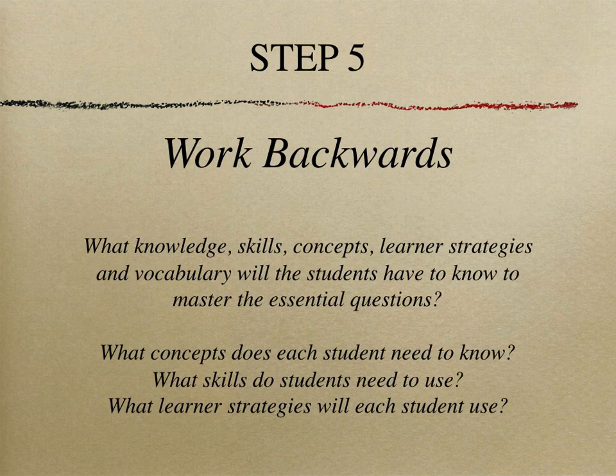And then the fifth step is to start to work backwards. Think about what knowledge, skills, concepts and learner strategies, vocabulary will the students have to know in order to master your essential outcomes or your essential questions. What concepts does each student need to know? What skills do they need to use? What strategies should they use?